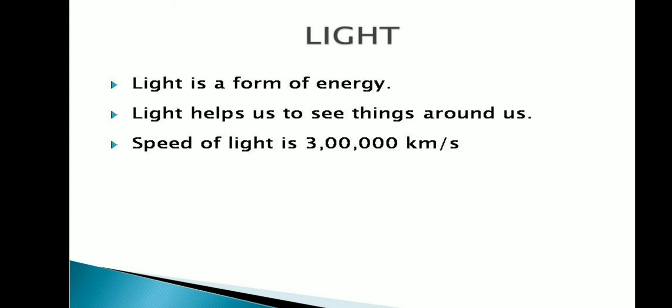See, without light, can we see anything in the night time? In the daytime we can see because of sunlight. In the night time, if there is no light, we can't see anything around us. So, light helps us to see things around us. Light is a form of energy. The speed of light is 300,000 km per second.